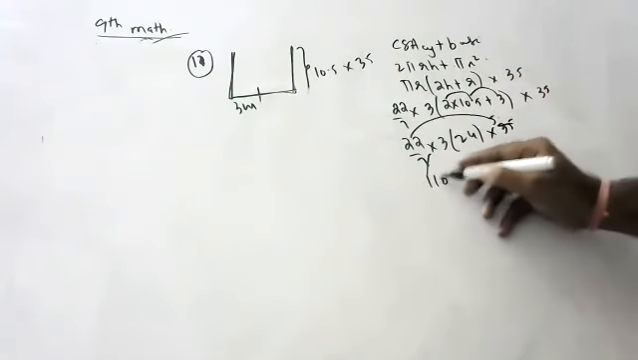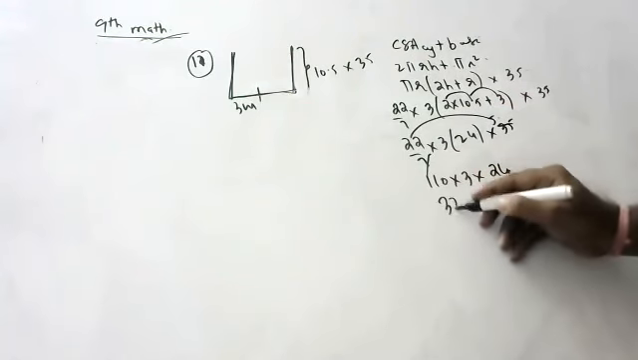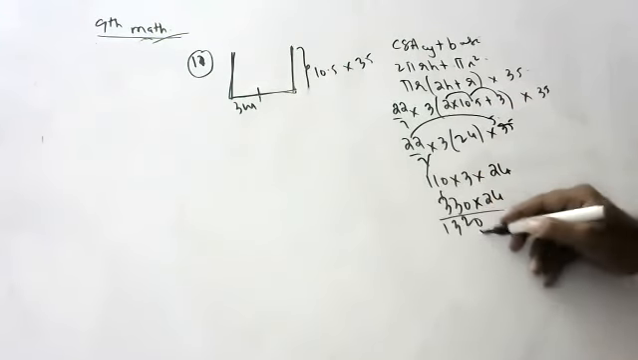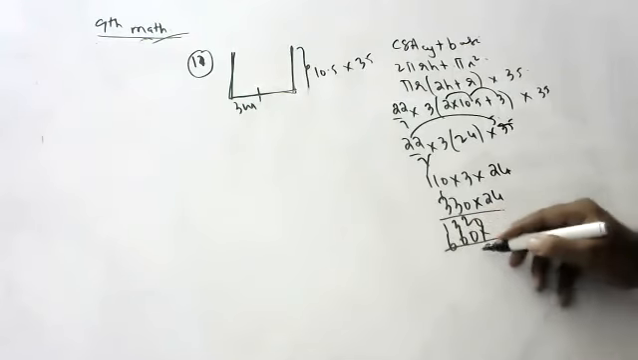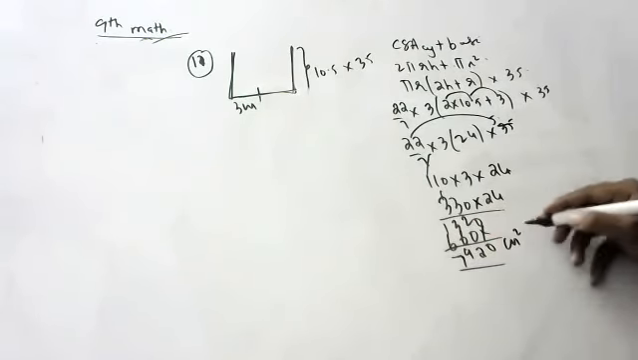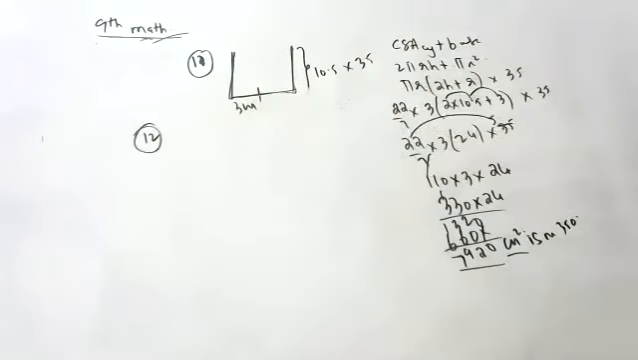This is 110 into 3 into 24. How much is this, children? 330 into 24. So 7920 centimeters square is needed for 35 pen holders, children. Next.